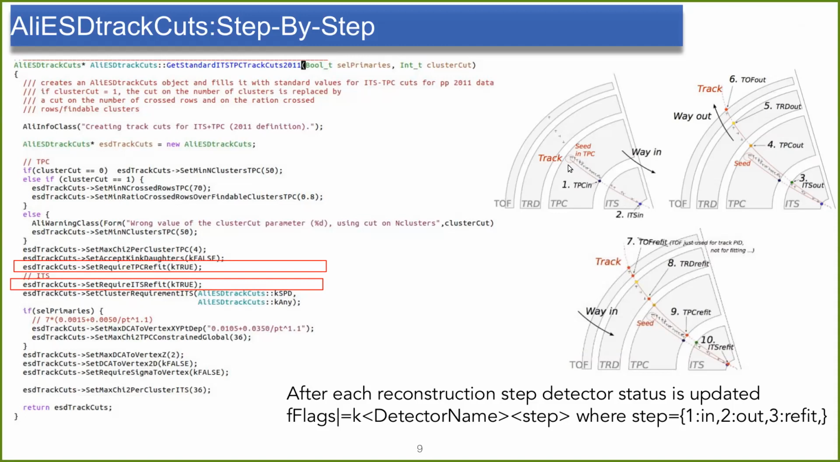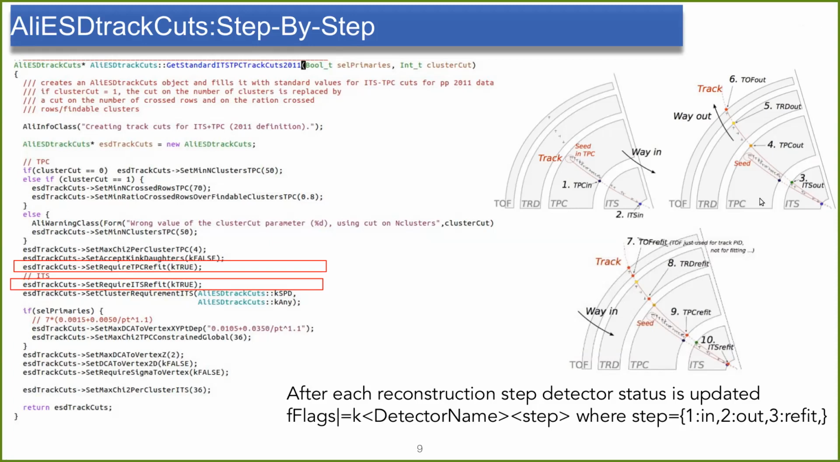Means we started our track reconstruction from the outer layer of the TPC to the inner layer of the ITS, and we assign some points, as you can see here, like TPC in and ITS in. So basically, we stored some track parameter information at the inner layer of the TPC and the inner layer of the ITS.